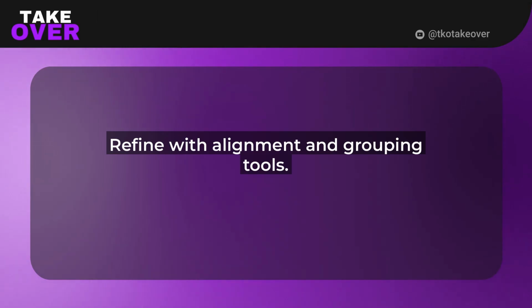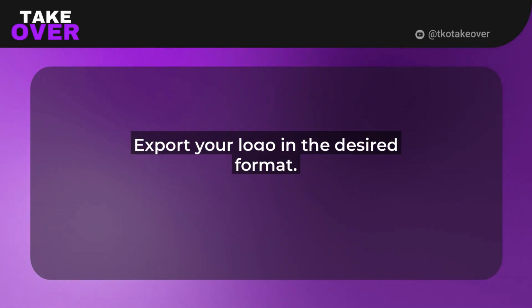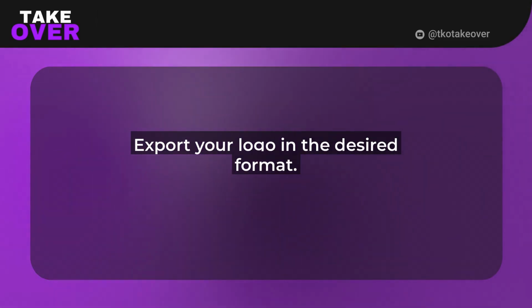Finally, export your masterpiece. Go to the Export tab, choose your format, like PNG or SVG, and download it. You're all set to use it on your website, business cards, or social media. There you have it, your very own logo created in Figma.